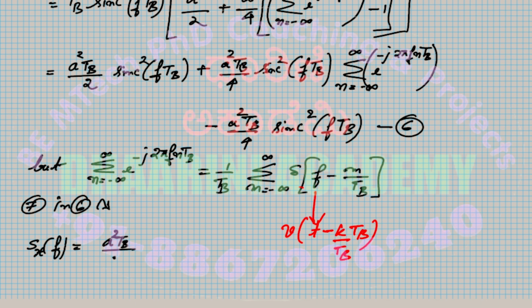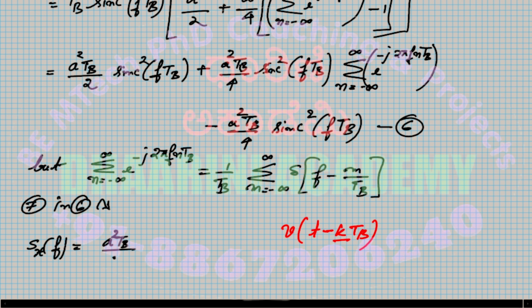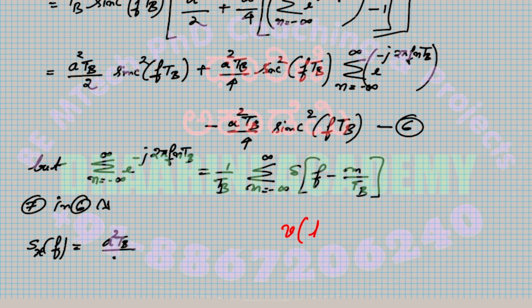M you change. When m is negative, it means f plus m by tb, so that should be the left shift. When m is positive, it remains delta of f minus m by tb, which is the right shift. Correct? So the summation of this e to the power actually generates shifted versions of the delta functions, or the impulse. That's the meaning.